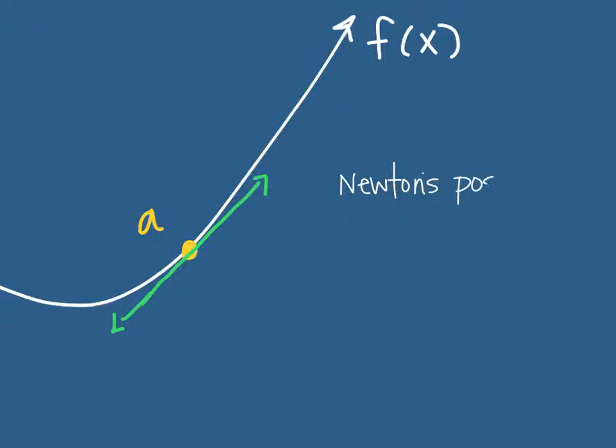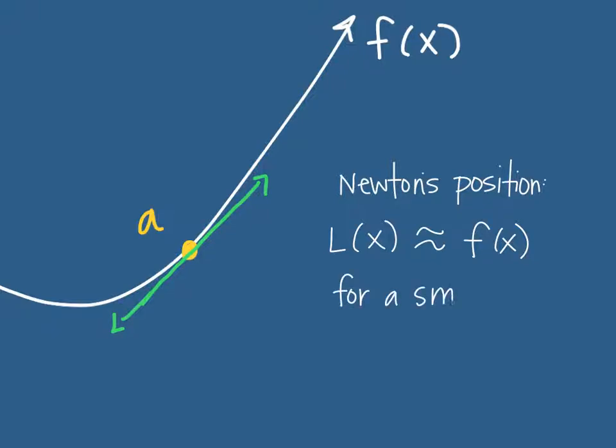So Newton's position: his L of x was just as good as f of x. That wavy symbol means he's not saying they're equal. He's saying they're approximately equal for a small interval.